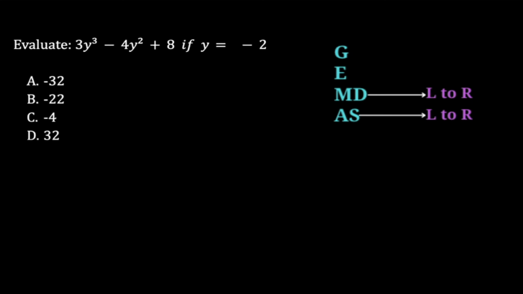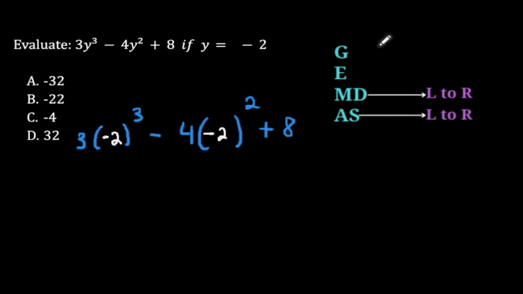So here we need to evaluate 3 times y cubed minus 4 times y squared plus 8 if y equals negative 2. All right, so wherever we see a y, we must place a negative 2. Okay, so let's go ahead and do that here. And this is cubed minus 4 times negative 2 squared plus 8. All right, and let's place in the negative 2 here and here.